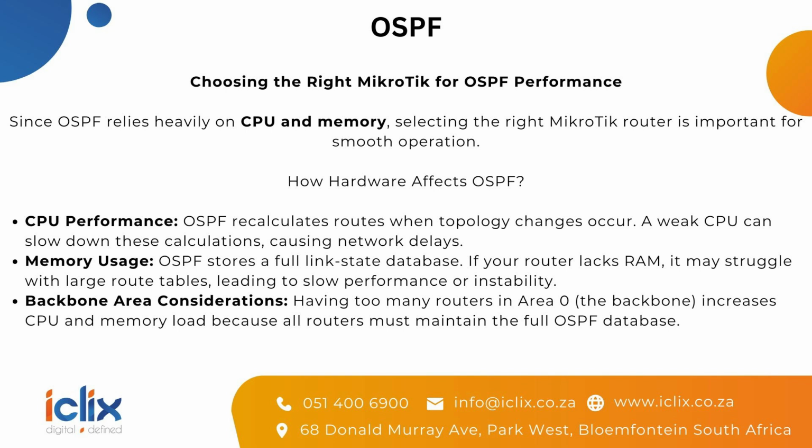How hardware affects OSPF. CPU performance. OSPF recalculates routes when topology changes occur. A weak CPU can slow down these calculations, causing network delays. Memory usage. OSPF stores a full link state database. If your router lacks RAM, it may struggle with large route tables, leading to slow performance or instability. Backbone area considerations. Having too many routers in Area 0, the backbone, increases CPU and memory load because all routers must maintain the full OSPF database.